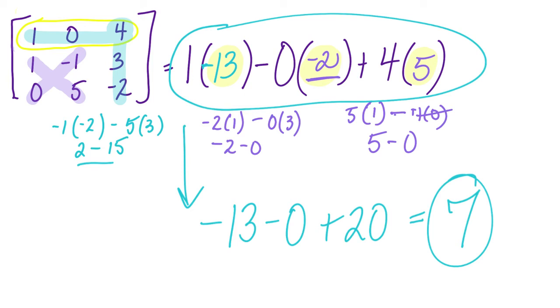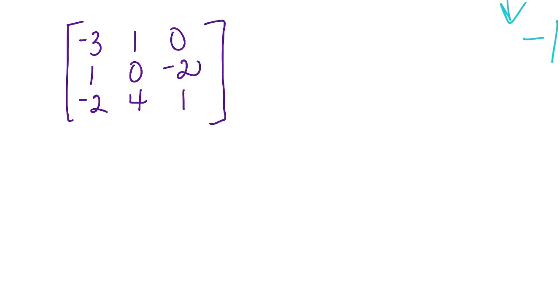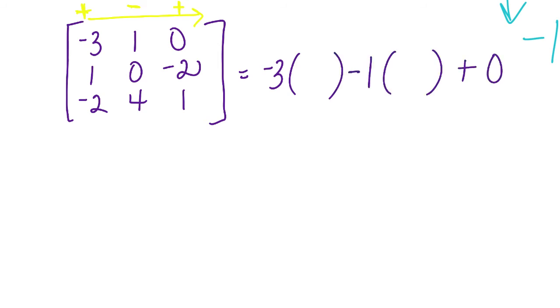All right, so let's try one more determinant. And then I might show you another way since we're having so much fun. All right, so my determinant is going to be taken from this 3 by 3. Remember, I'm going to take the first numbers across and I'm going to write it up here as plus, minus, plus. So I'm going to take, really it's just the positive, so I'm going to take the negative 3 determinant minus 1 determinant plus 0 determinant.